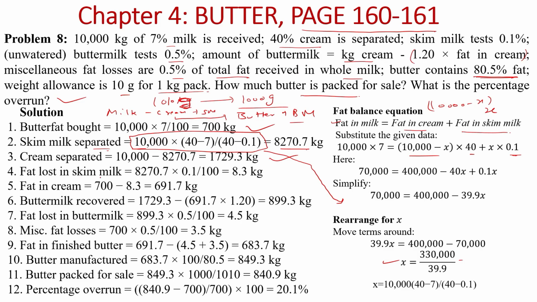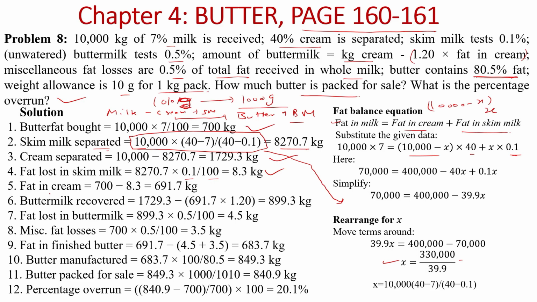Since fat in skim milk is given as 0.1%, fat lost in skim milk is 0.1 of 100 of the skim milk. So fat lost in skim milk is equal to 8.3 kg. The fat that is given is 0.1% of the skim milk that is separated, and it is equal to 8.3 kg.